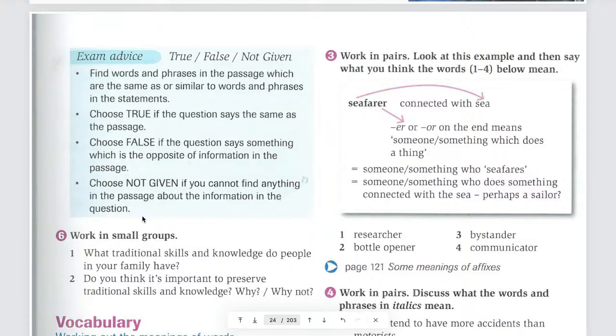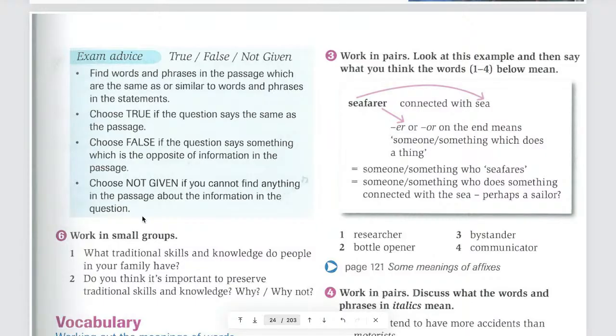Got it? Or for example, we say that Bảo is wearing a blue t-shirt today. That is in the passage. But in the statement they say Bảo is studying very hard. Is that true, false, or not given? Not given. So that means it is also mentioning Bảo in the statement, but it doesn't say anything about what Bảo is wearing today. It just says that Bảo is studying very hard today. So it's not given. Got it, guys?